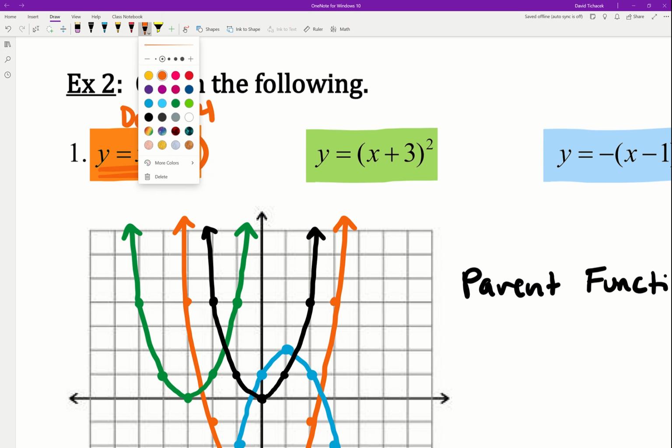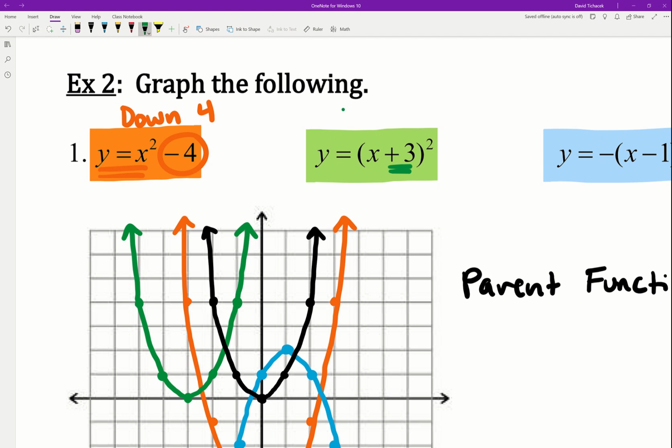Moving on to the next one. We notice that we have gone inside to the input and added a 3. That's what these parentheses are doing there. They're saying that before you take that x and square it, we're going to add the 3 first. So that's us going inside to the x input, and we're adding 3. And don't forget that this is the backwards interpretation. This would be one where we interpret that as going to the left 3 units with our parent function.